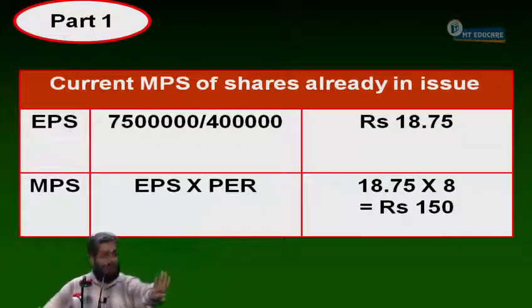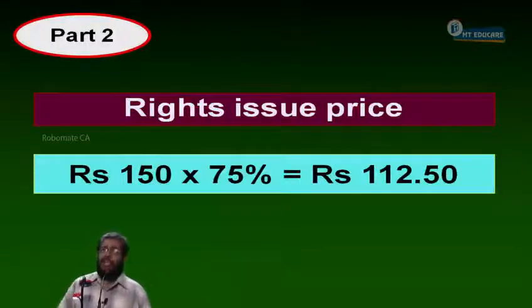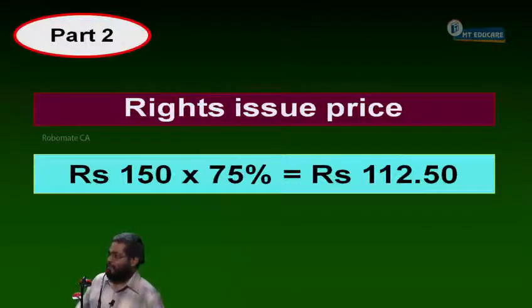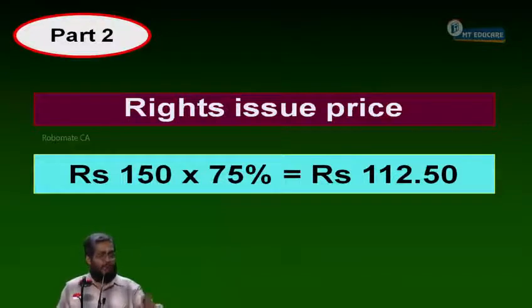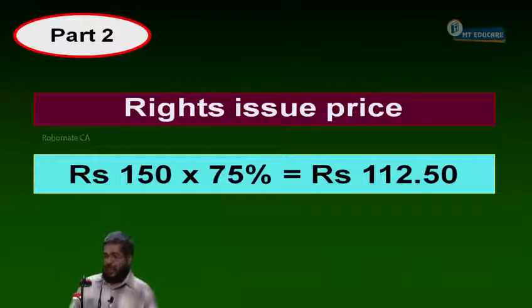Like in the last problem, the 4 rupee shares went for a rights issue at 3.2. Like that, they are going to issue the rights at a lesser price. So the next question is very simple. What is the rights issue price? It is 150 into 75%. How much is the rights issue price? 112.5. Are you all keeping track of the numbers or not? So the rights issue price is 112.5. Up to this, everybody following?